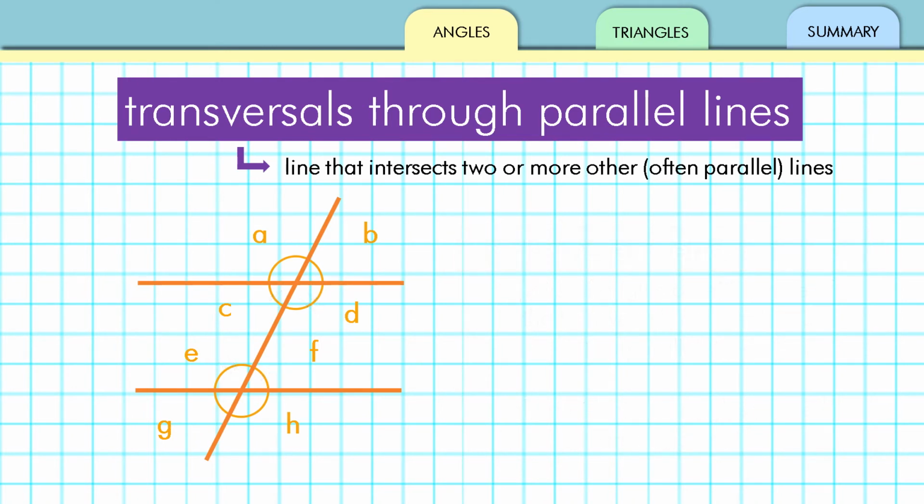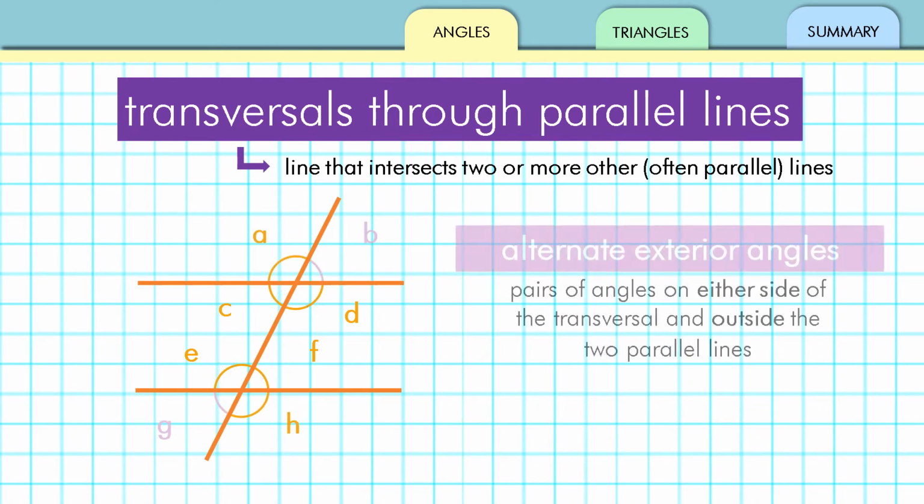When two lines are cut by a transversal, the pairs of angles on either side of the transversal and outside the two lines are called the alternate exterior angles.